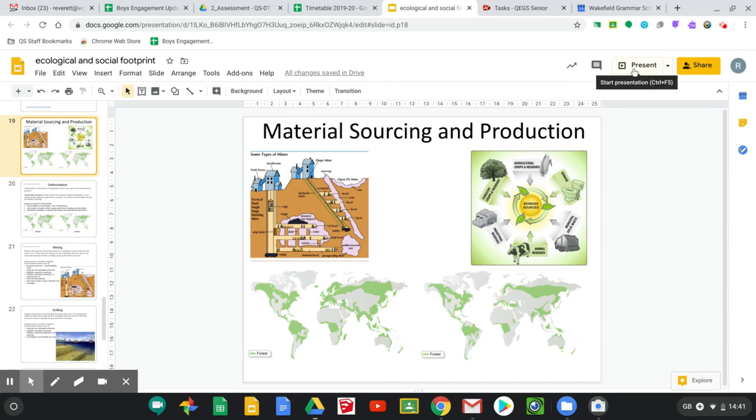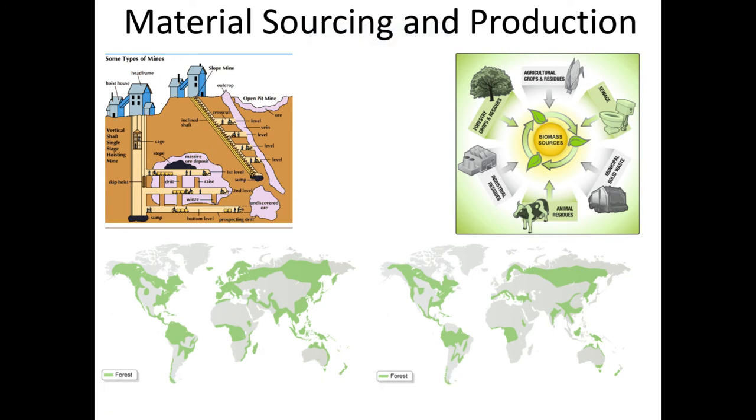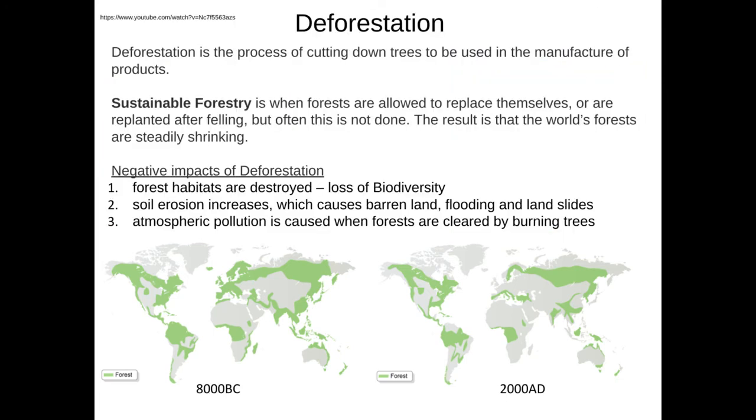Okay, we're now going to look at material sourcing and production, thinking about the sustainability of sourcing new materials to be manufactured into products. Deforestation is the process of cutting down trees to be used in the manufacture of products.